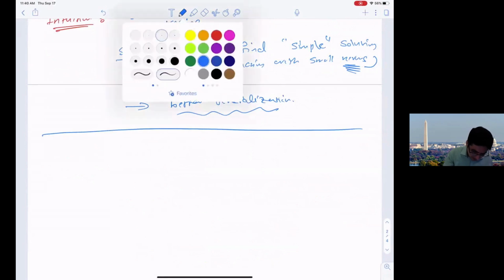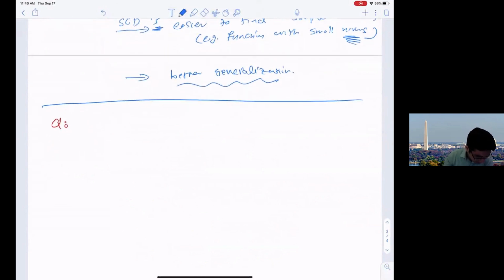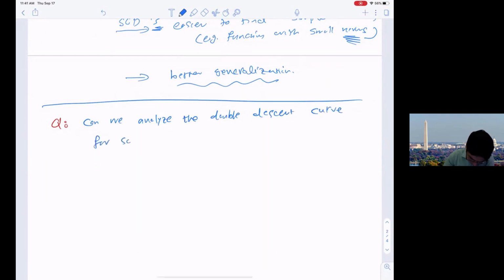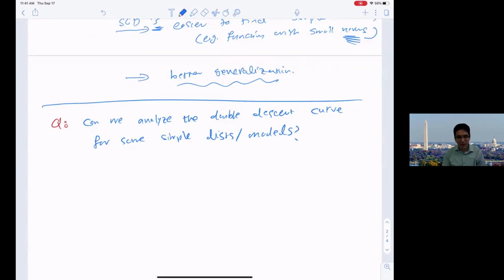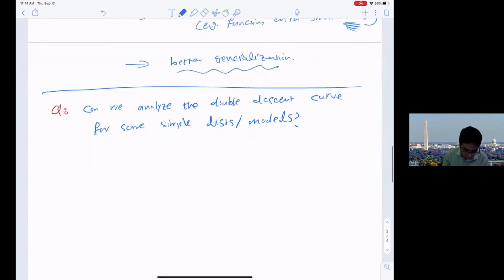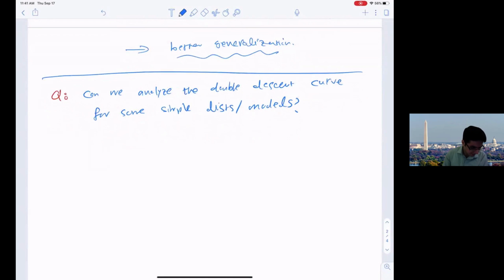So let's see if we can analyze this behavior for a simple model. The question that we want to understand is: can we analyze the double descent curve for some simple distributions and models, can we observe it theoretically? So far, what I have argued is that yes, we can observe this empirically, but can we come up with some simple examples that we can theoretically analyze this behavior?